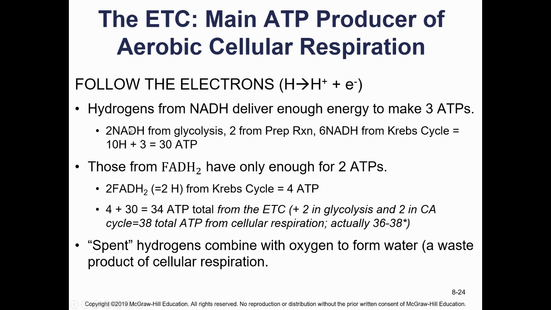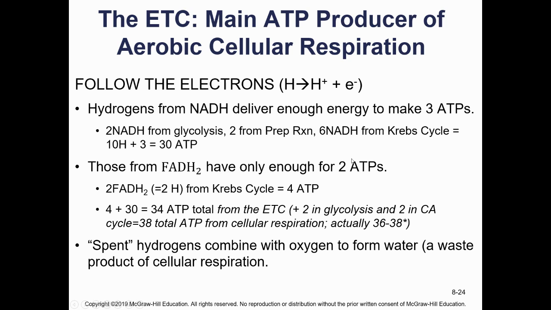So remember, I had 2 NAD taxi cabs carrying 2 hydrogens from glycolysis. I had 2 NADs carrying hydrogens from the prep reaction. So there's 2 hydrogens, 4 hydrogens, and then 6 NADs carrying 6 hydrogens from the Krebs cycle. So 10 hydrogens here, and that's a times 3. Each one can make 3 ATPs. I get 30 ATPs.